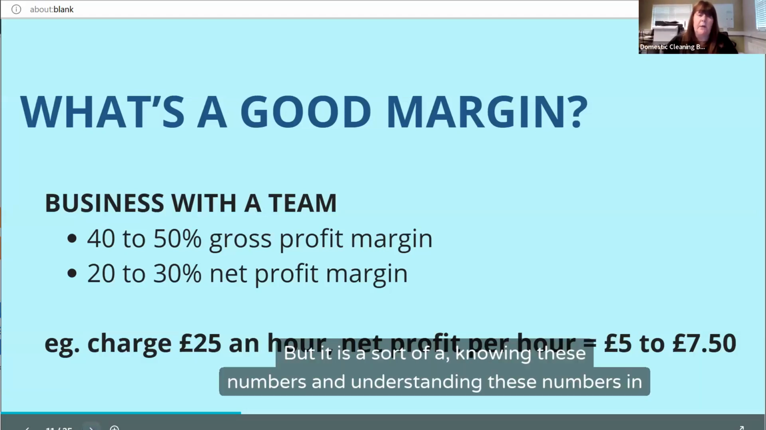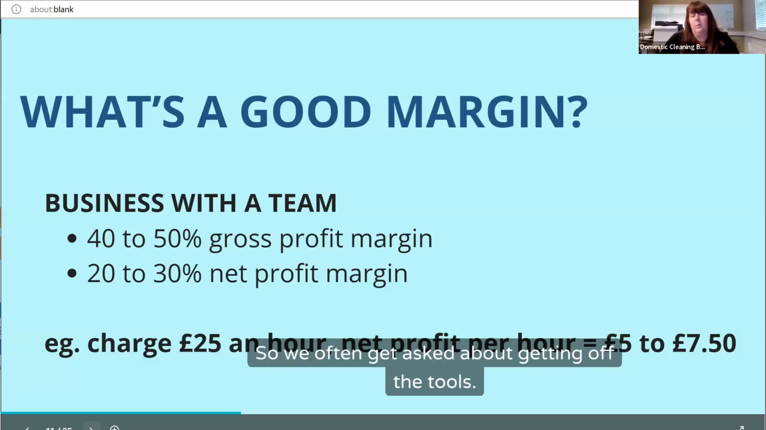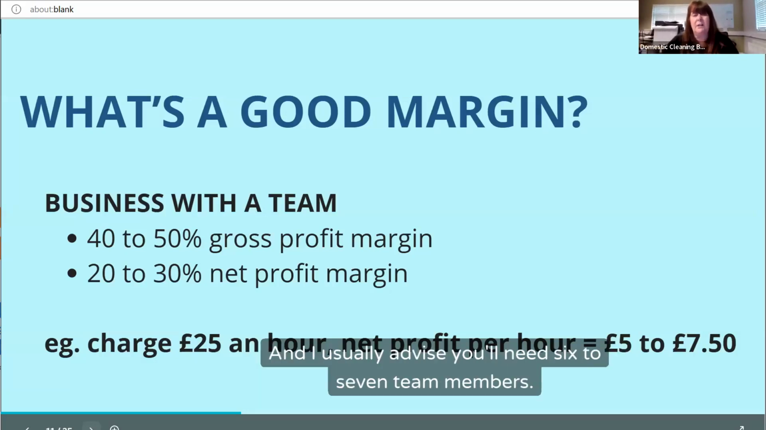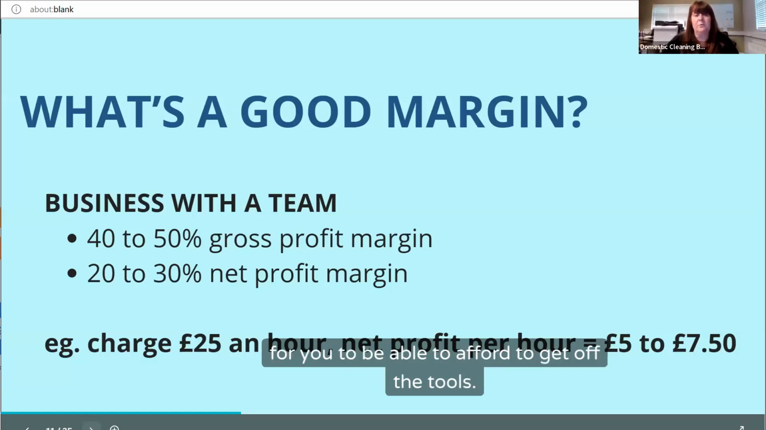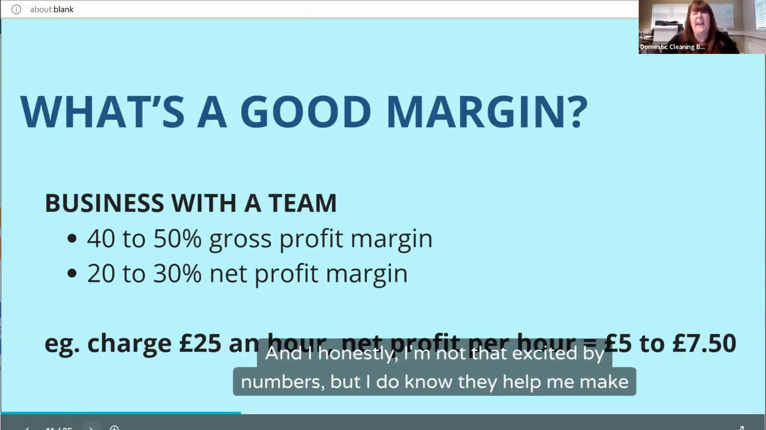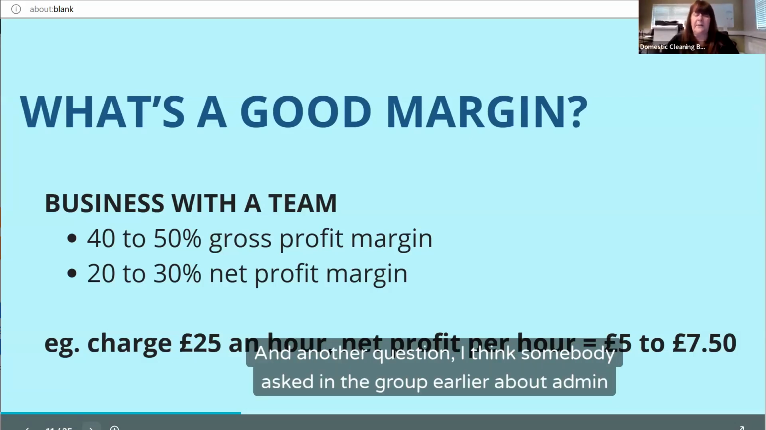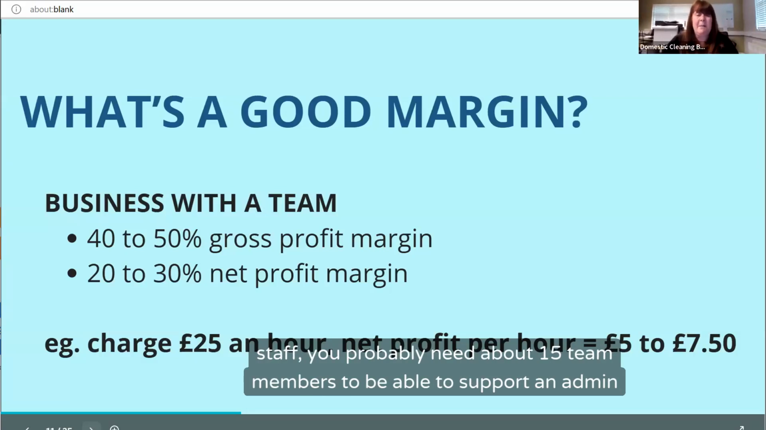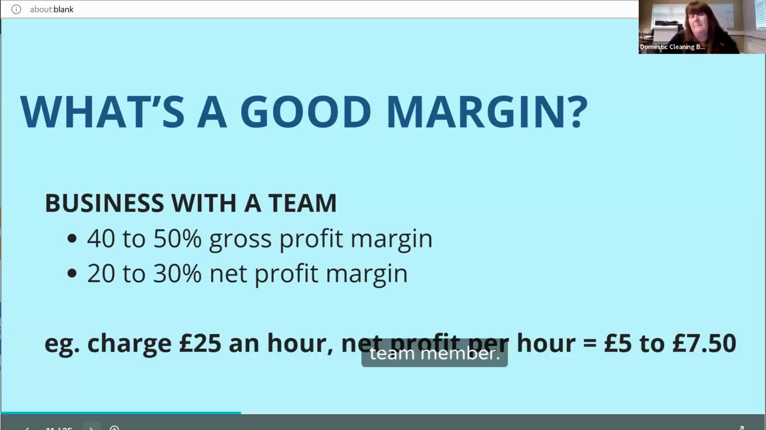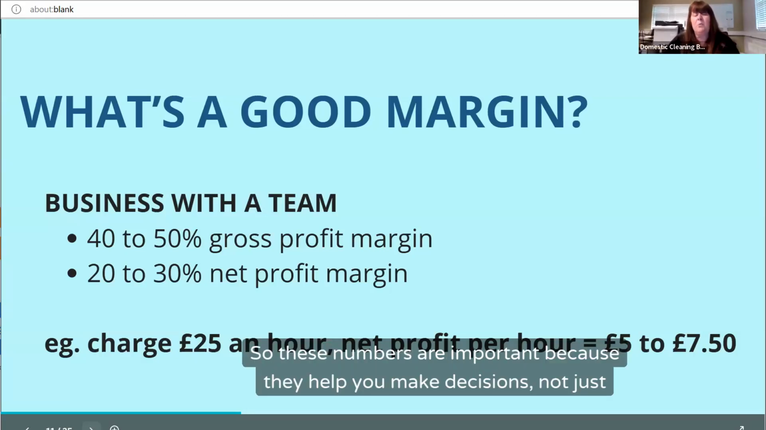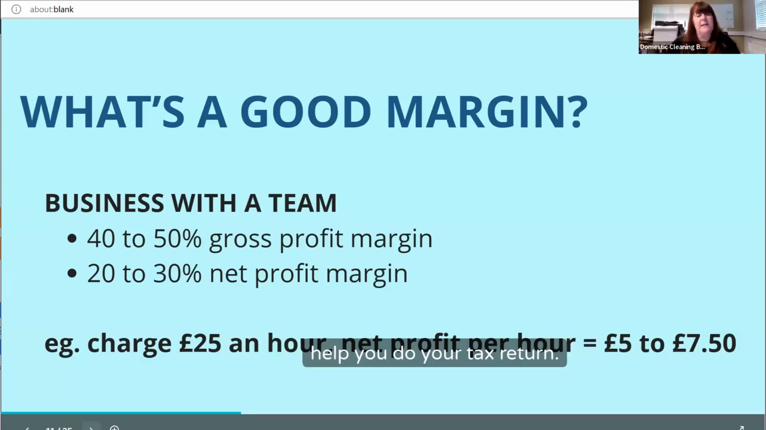But knowing and understanding these numbers in your business helps you make decisions. We often get asked about getting off the tools, and I usually advise you'll need 6 to 7 team members to be able to afford to get off the tools. Because this is the reality of the numbers. And honestly, I'm not that excited by numbers, but I do know they help me make decisions, if that makes sense. And another question somebody asked in the group earlier about admin staff: you probably need about 15 team members to be able to support an admin team member. So these numbers are important because they help you make decisions, not just help you do your tax return.